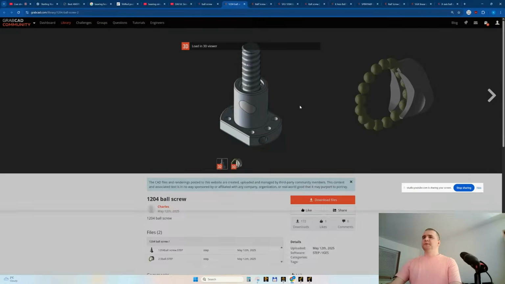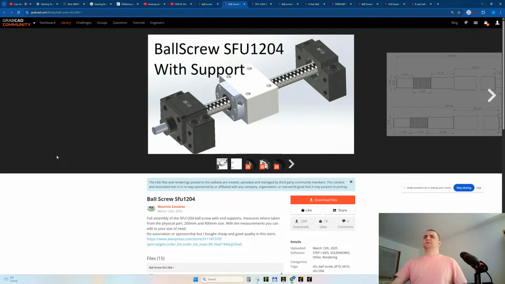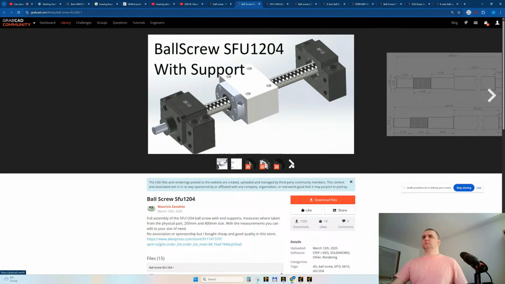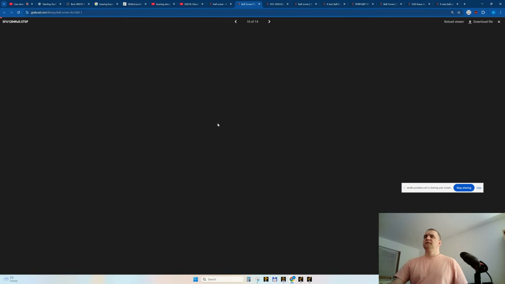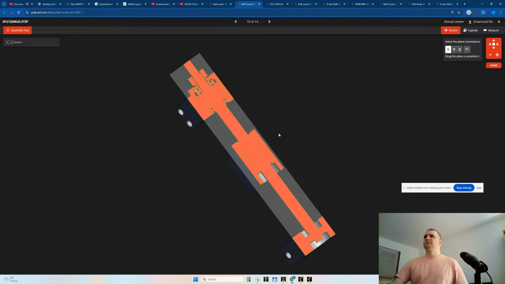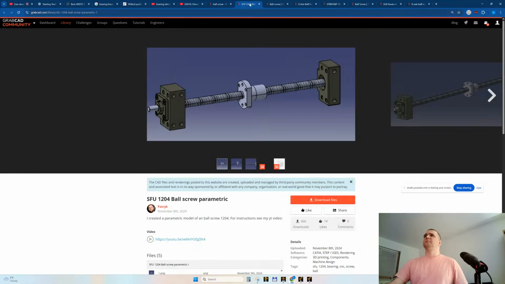Let's download the file, because I think the files, more files, all right. Like 90% of the models on GrabCAD are almost useless, and they require a lot of editing and reconfiguration and healing. So what we have here, nothing.